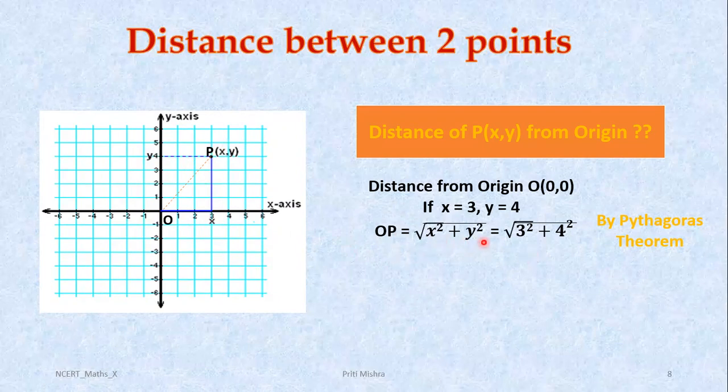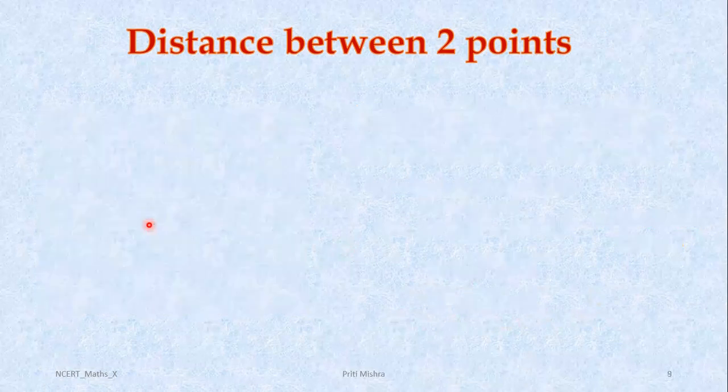Just by putting the values of x and y, which are 3 and 4, it will be square root of 3 square plus 4 square. So OP will be equal to square root of 9 plus 16, which is square root of 25. That is, OP is equal to 5 units. So this is the way to find out the distance of any point from the origin.